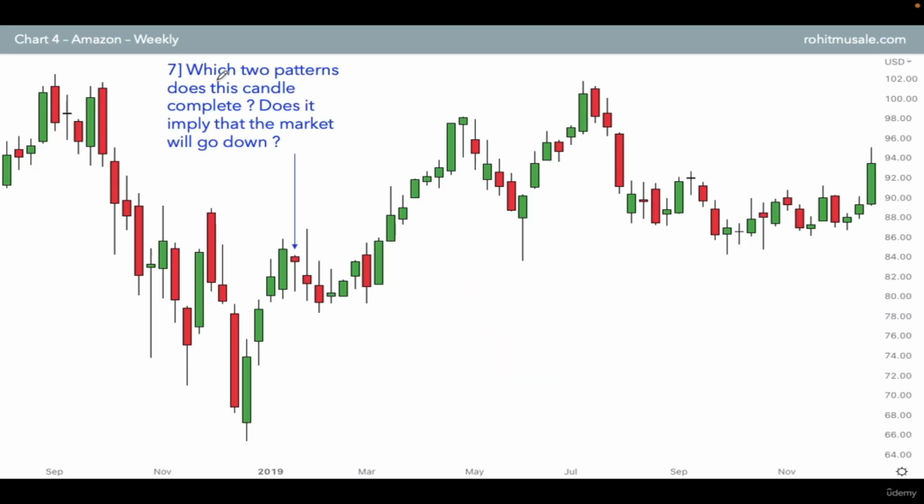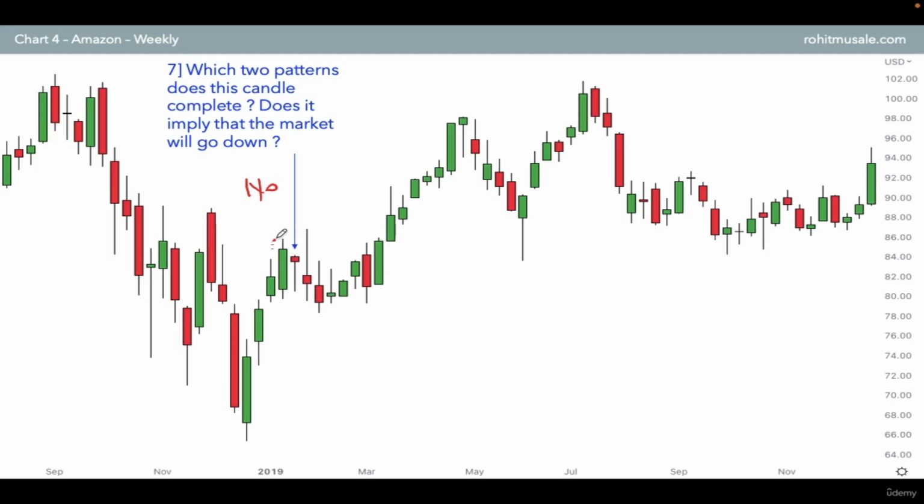Number 7, which two patterns does this candle complete? So, of course, this completes a hanging man because it is coming after an uptrend. And another pattern it is completing is the bear harami. If you look at these two candles, that's a bear harami. Does it imply that the market will go down? The answer is no. See, for a hanging man, you need confirmation from the next candle to confirm its bearish implication. But on a standalone basis, it does not imply that the market will go down.